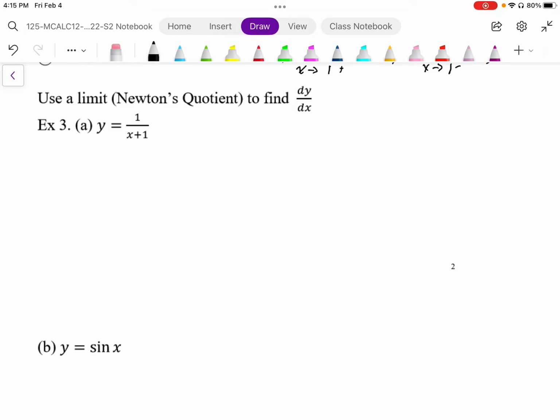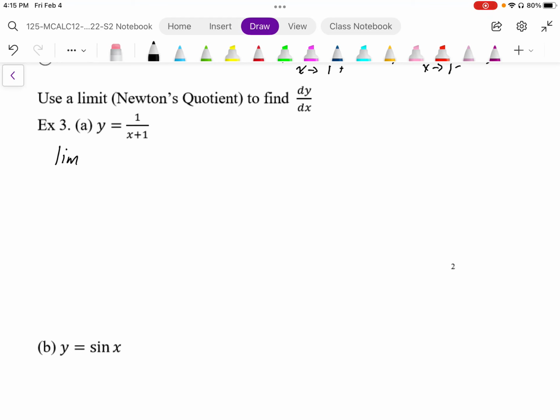In example 3, we're asked to use Newton's quotient to find the derivative. Now, we only will do this if we are asked to use it. Otherwise, we would just differentiate normally. So Newton's quotient is the definition of the derivative. We need to use a limit.